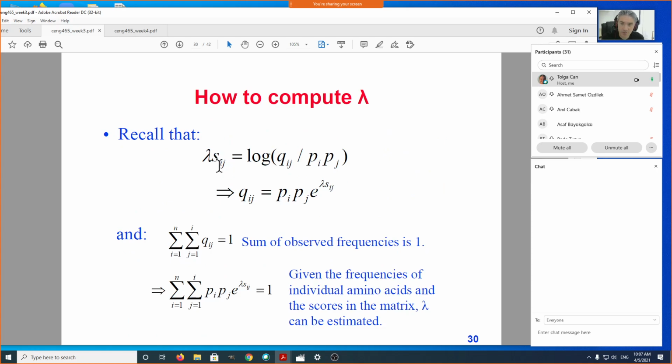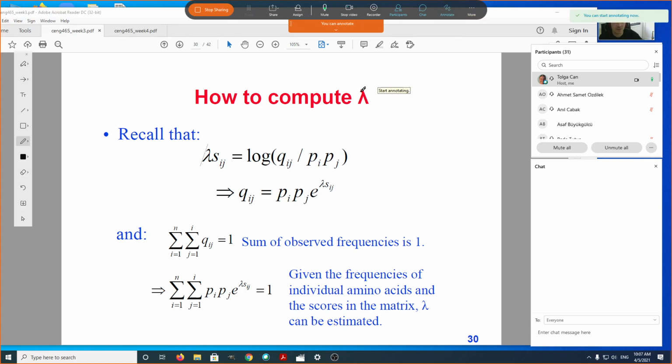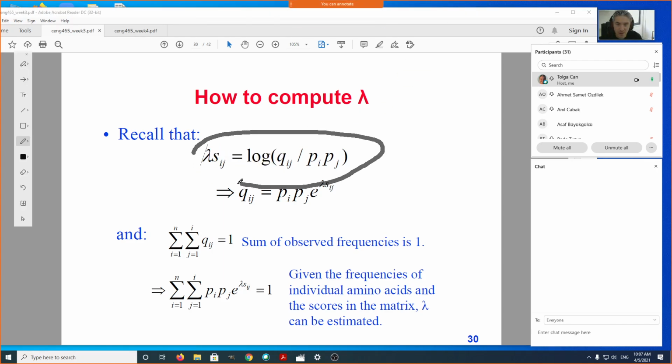Okay, so in other words, they multiply. This score here is the original integer score we have in our BLOSUM62 matrices. The log likelihood multiplied by 1 over lambda gives Sij. In other words, we have this equation here. Let me again use this annotate. Look at this: Sij is the integer score in the BLOSUM62. The log likelihood is multiplied by 1 over lambda to get this integer score.